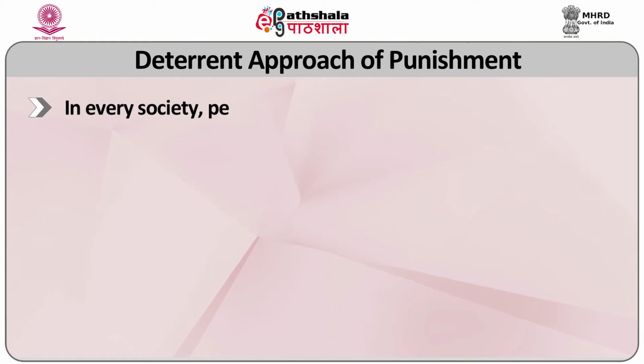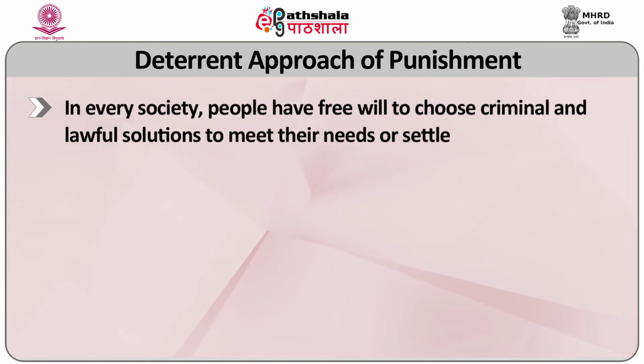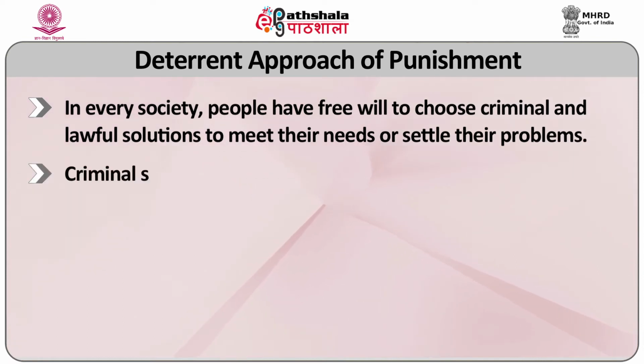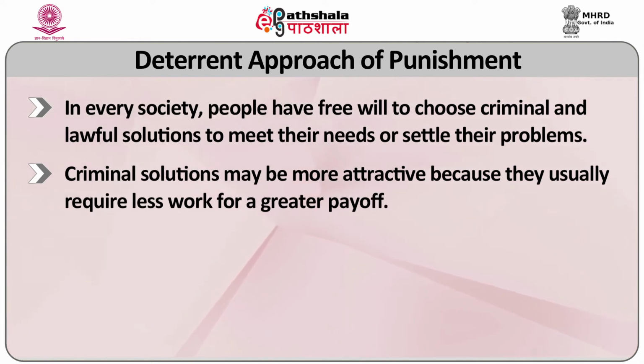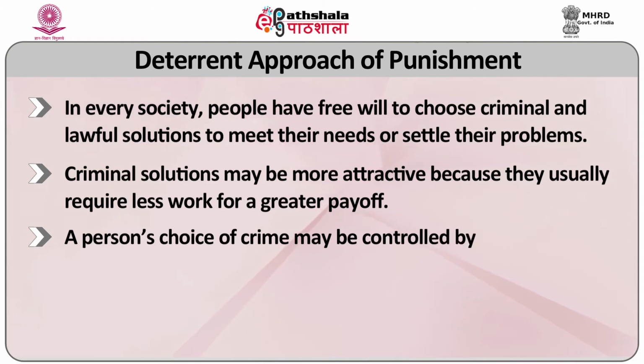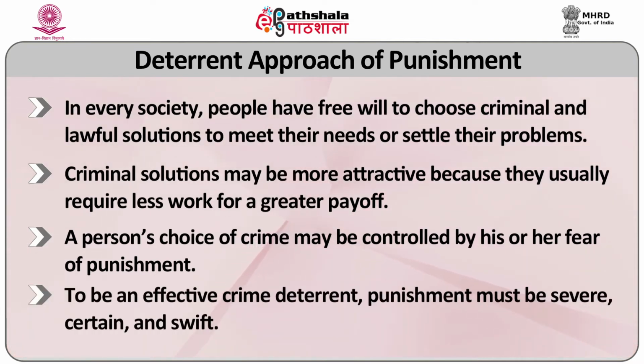Further, according to the deterrence approach to punishment, firstly, in every society, people have a free will to choose criminal and lawful activities to meet their needs or settle their problems. Secondly, criminal solutions may be more attractive because they usually require less work for a greater payoff. Thirdly, the person's choice of crime may be controlled by his or her fear of punishment. And fourthly, to be an effective crime deterrent, punishment must be severe, certain and swift. Therefore, creating fear is considered to be a prime objective of the punishment so inflicted. It is argued that with an increased number of apprehensions and incarcerations, the credibility of the sanctions and the criminal justice system will be enhanced.